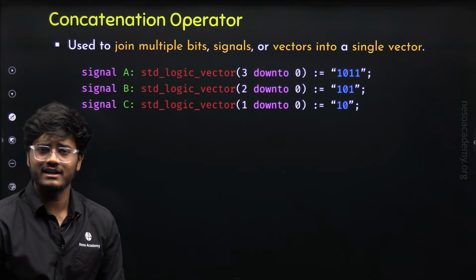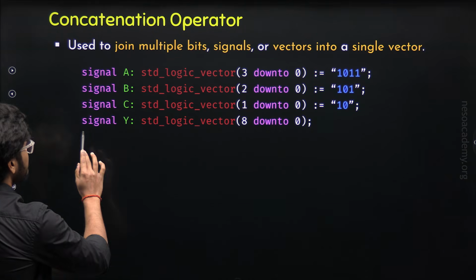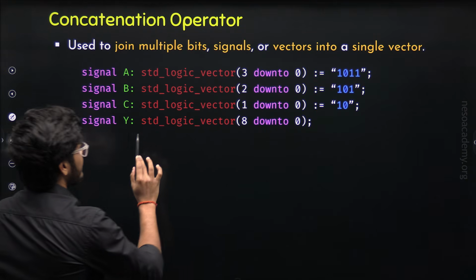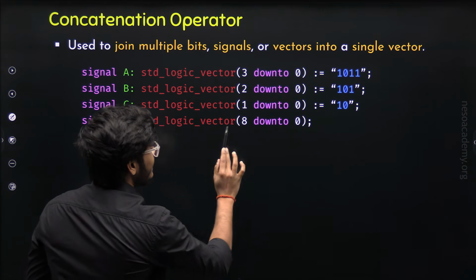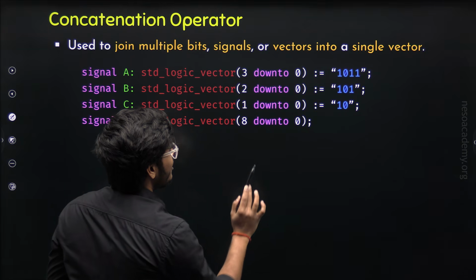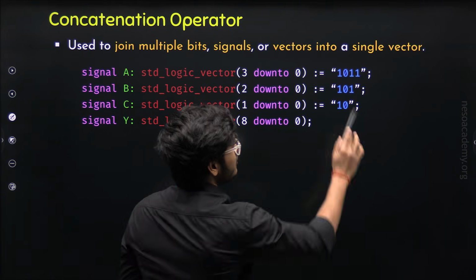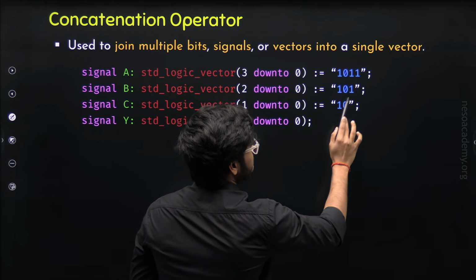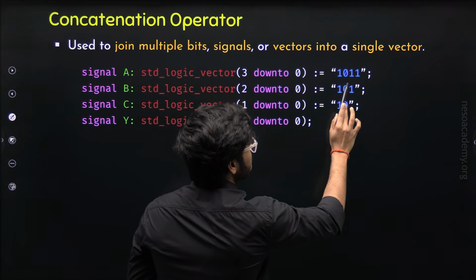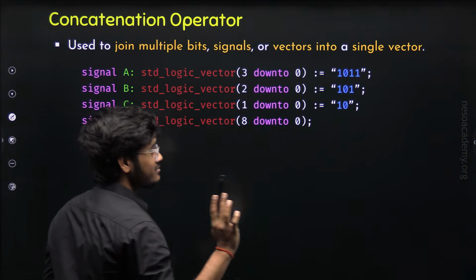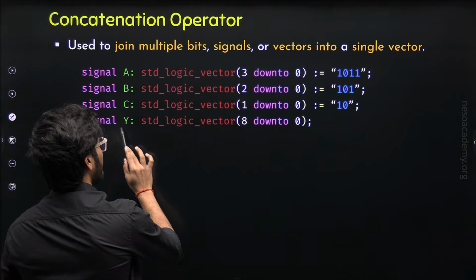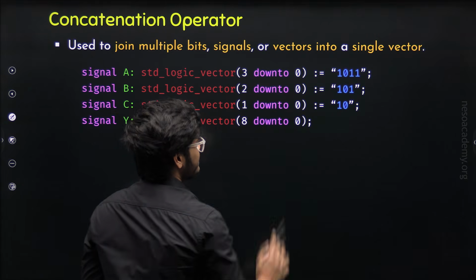For that, I am creating another signal, for example, signal Y with the same data type, standard logic vector, 8 down to 0. Now, why 8 down to 0? Because we are merging 4-bit with 3-bit with 2-bit. 4 plus 3 plus 2 equals 9-bit. Therefore, signal Y is of 9-bit.